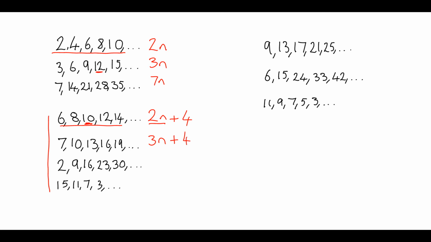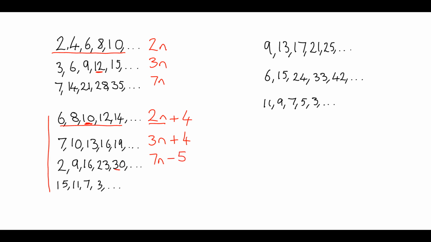Let's look at our third sequence here. It goes up by 7 each time, so 7n makes sense. So 7n, because it's going up by 7 each time. Let's look at our fifth term. So we've got 7 times 5 is 35, but we need to get to 30, so we subtract 5.